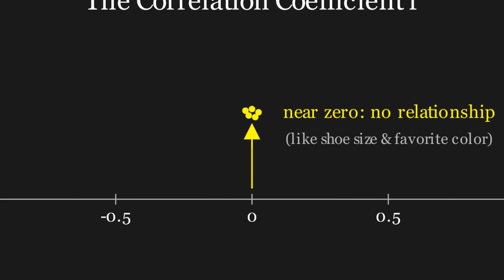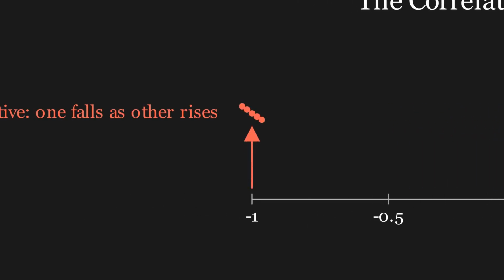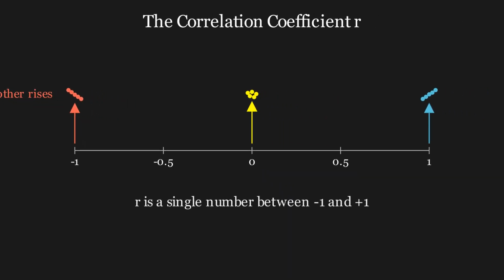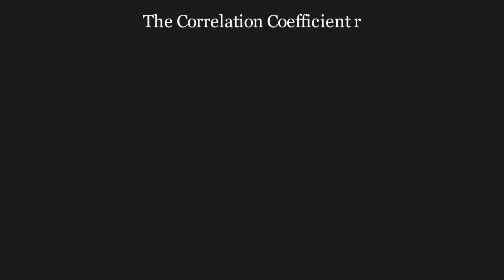Specifically, correlation asks 2 questions. How strong is the relationship, and which direction does it go? A number called the correlation coefficient, usually written as the letter R, captures both answers in a single value between -1 and +1. If R is close to +1, the two variables rise together tightly. If it's close to -1, one rises while the other falls. If R is near 0, there's basically no relationship at all, like shoe size and favorite color.